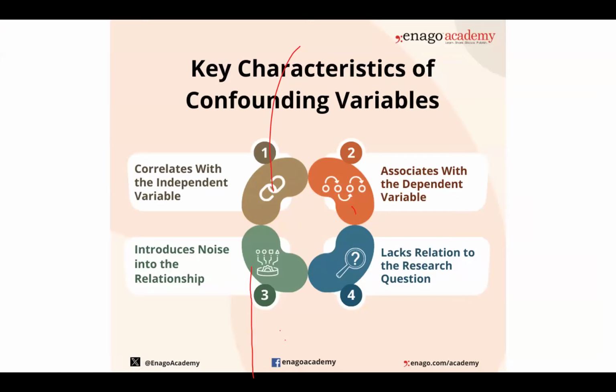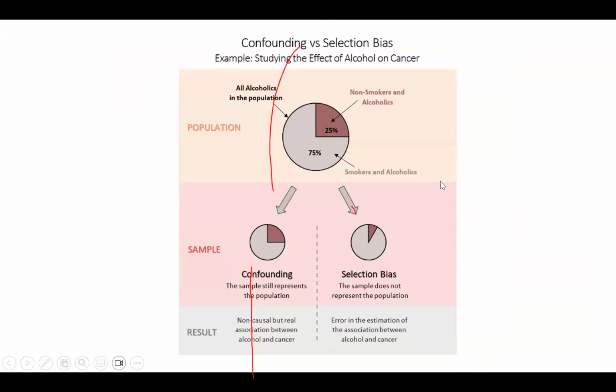So, key characteristics of a confounding variable. It correlates with the independent variable. It associates with the dependent variable. It introduces noise into the relationship, and it lacks relation to the research question. So these are the key characteristics of confounding variables.